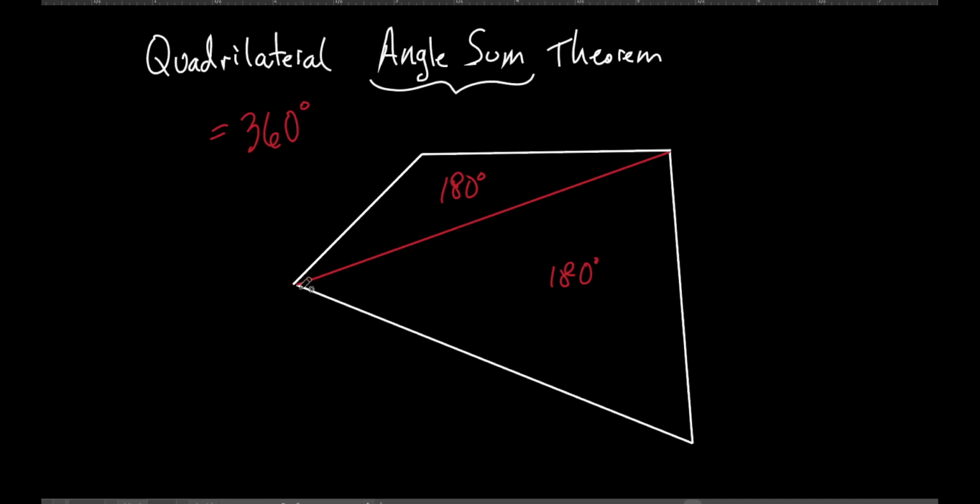That wasn't hard to see, was it? Pretty simple. If I just drew a diagonal, it broke it up into two triangles. This is 180, that's 180. So altogether, the whole entire quadrilateral is going to be 360, because 180 and 180 is 360. Everybody understand that part? We're going to go a lot further than that, though. That's the first part.